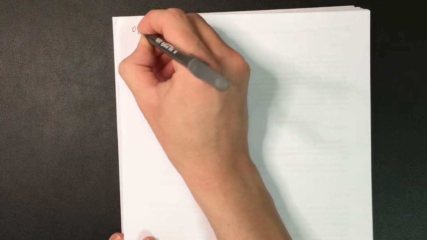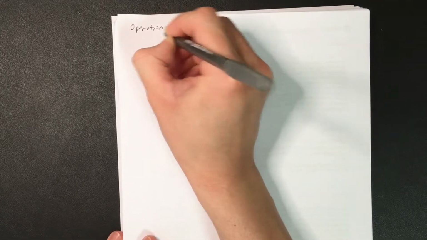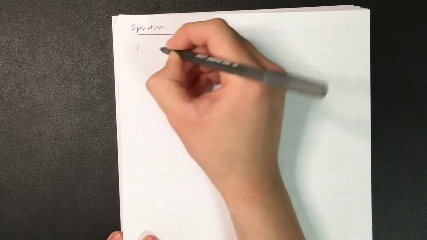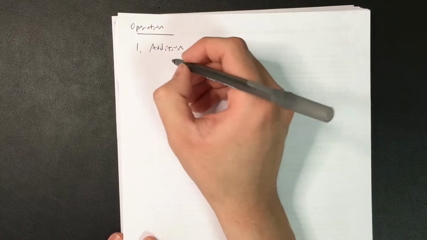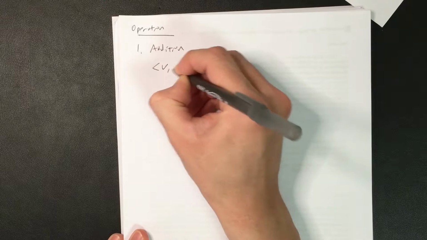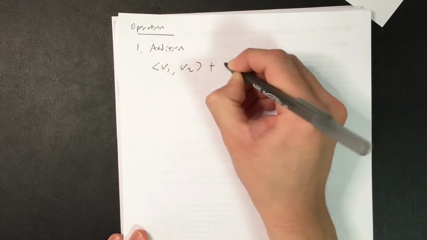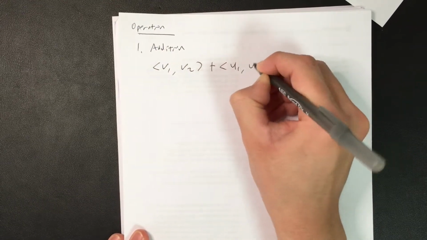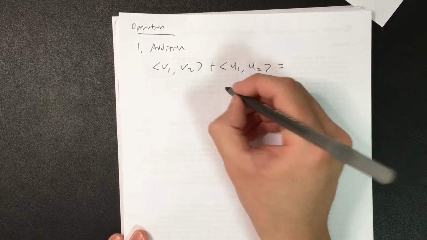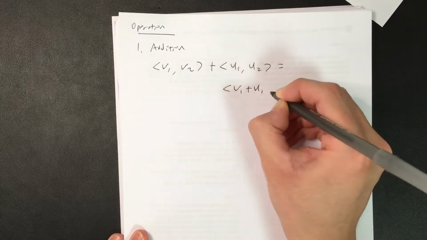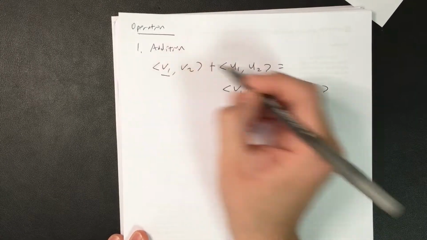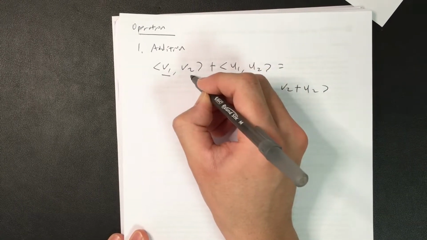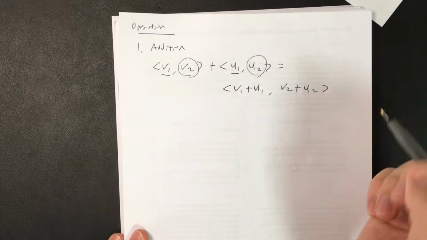Now, there are multiple operations that you can do with vectors. The first one is addition. Addition of vectors is quite simple. For example, if I have a vector (v1, v2) and I want to add it to a vector (u1, u2), then this is simply (v1 plus u1, v2 plus u2). You just add the x component to the x component and the y component to the y component.